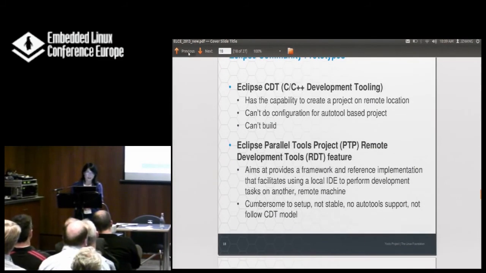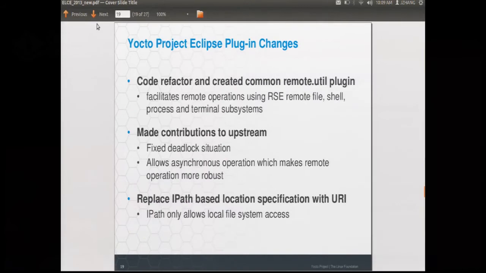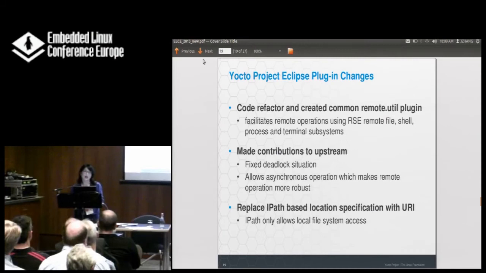So we looked at that, and we said we have to roll up our own sleeves and start doing some of this dirty work, proof of concept work ourselves, and see what's out there and what we can come up with. So these are the changes we made in the Yocto plugin as part of the proof of concept as we plow our way forward.